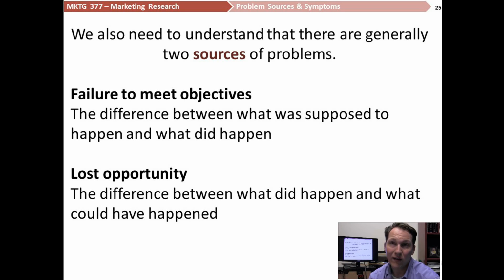That was a failure to meet objectives. We expected to hit this revenue target this quarter and we were significantly below it, so it was a failure to meet objectives. That's a problem, or a source of a problem. The other, they call it opportunity.